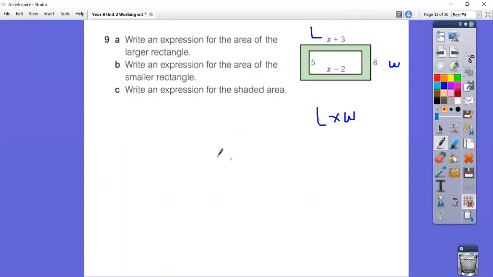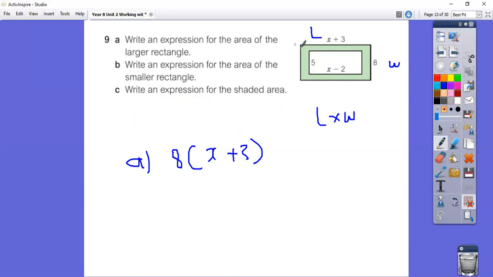So you're basically saying, like we've done before, it's multiplication. We're saying 8 times x plus 3. Then it says, write an expression for the area of the smaller rectangle. So again, you've got the width here and the length there. I'll let you do that part yourself. This is part A. And then it says, write an expression for the shaded area.